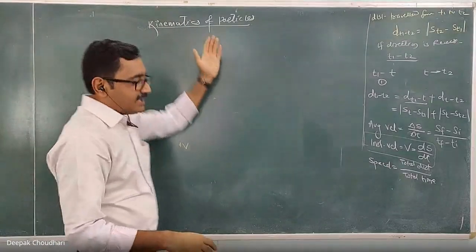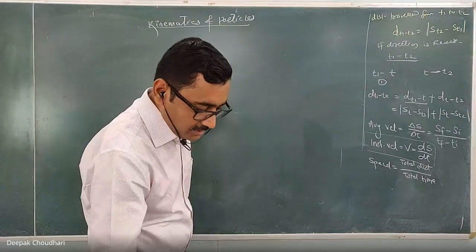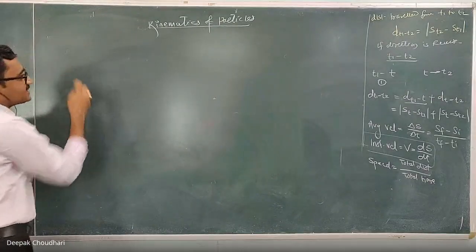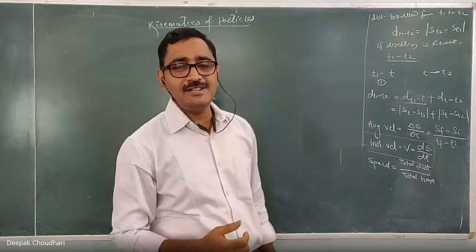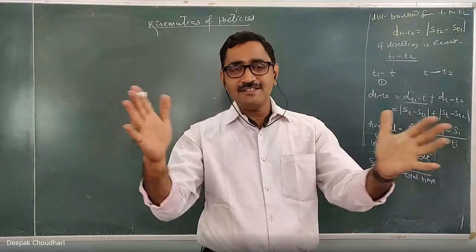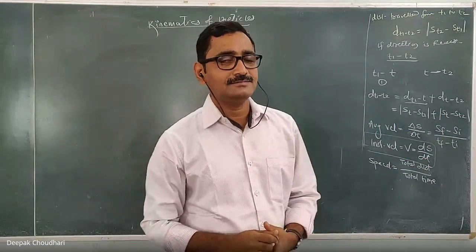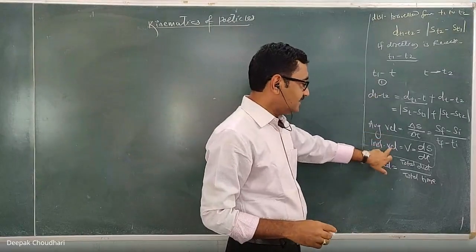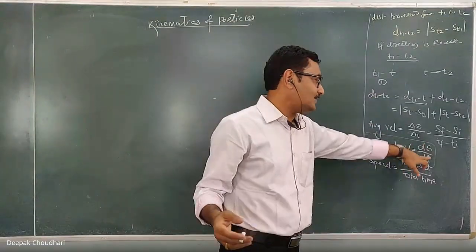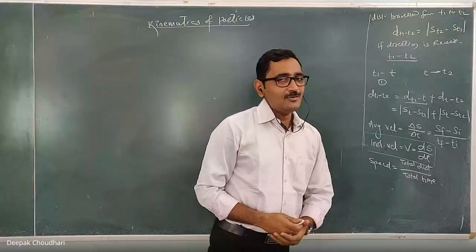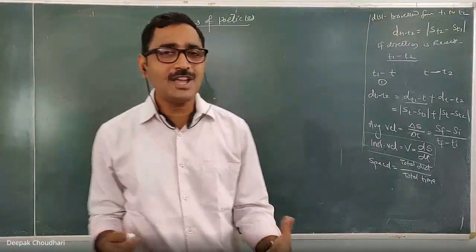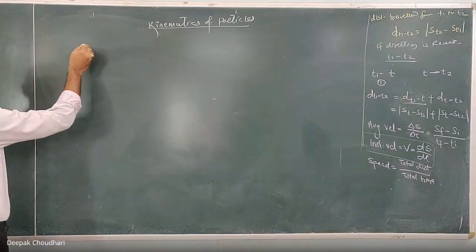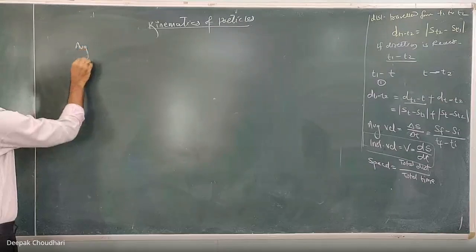Yesterday we started with the kinematics of particles and finished the introduction. We covered what is displacement, what is the distance traveled, and how to calculate the distance traveled in any interval of time. Then I told you about velocity, first average velocity, then instantaneous velocity, which is the rate of change of displacement. What is meant by speed here, and how to calculate it: it is the total distance upon total time. Now the last one is average acceleration.